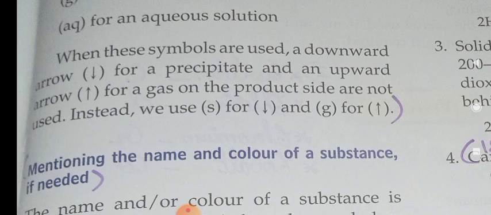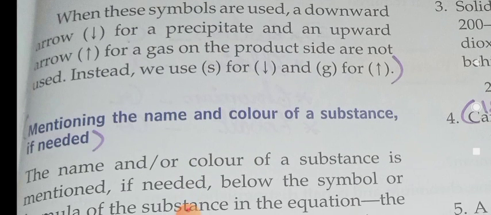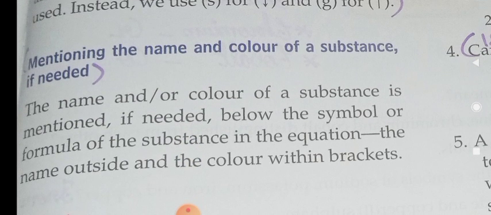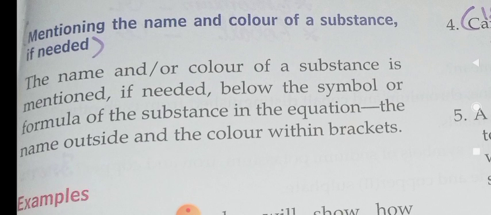Instead of S, we can use the downward arrow mark. Precipitate is always solid, so the product will be either precipitate or gas, so you can use the downward arrow mark for precipitate and upward arrow mark for gas. The third condition is mentioning the name and color of the substance if needed.